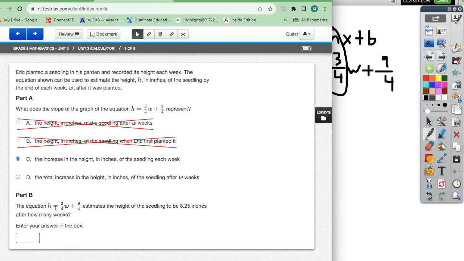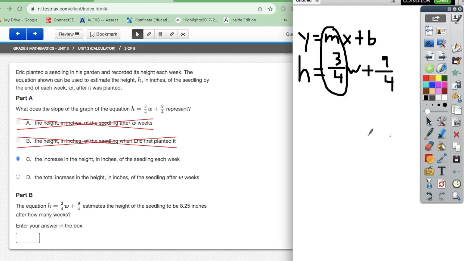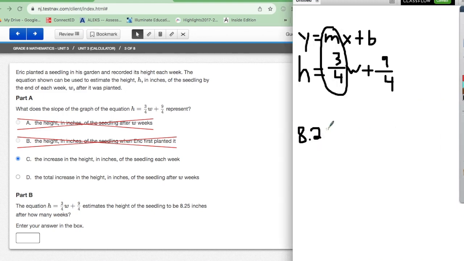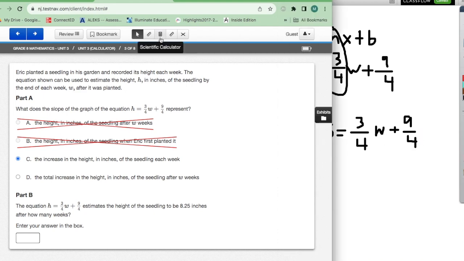Part B, the equation h equals 3/4 w plus 9/4 estimates the height to be 8.25 inches after how many weeks? All right, so here we're saying, hey, what if the height is 8.25? How many weeks did it take? Okay, you're going to see these fractions here. And the reason that there's fractions here is because sometimes we see the fractions and we just kind of give up. We're not going to give up though.